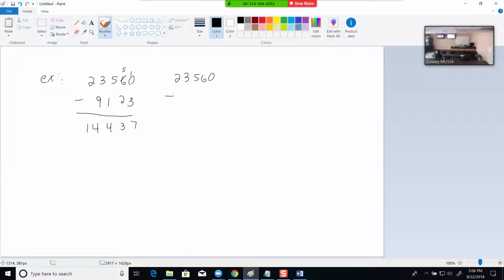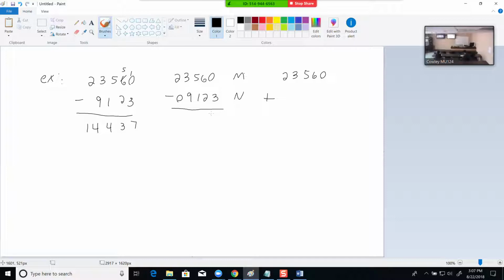23,560. And we got how many digits? 5, which means we need 5 digits here. So we're going to put a leading 0 there. 9, 1, 2, 3. This is our M. This is our N. Now your M remains as is. So 23,560. We're changing it to plus.